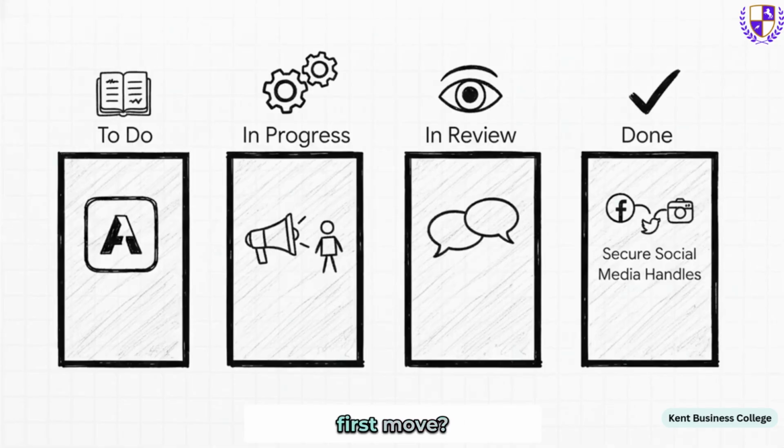So what's her first move? She sets up a really simple Kanban board using a tool like Trello. And this is just a fantastic visual way to see what's going on. In one glance, you can see what needs to be done, what's happening right now. Look, she's even assigned herself the launch communications, what's waiting for a sign-off, and what's already finished. All of a sudden, the entire team knows exactly where things stand.